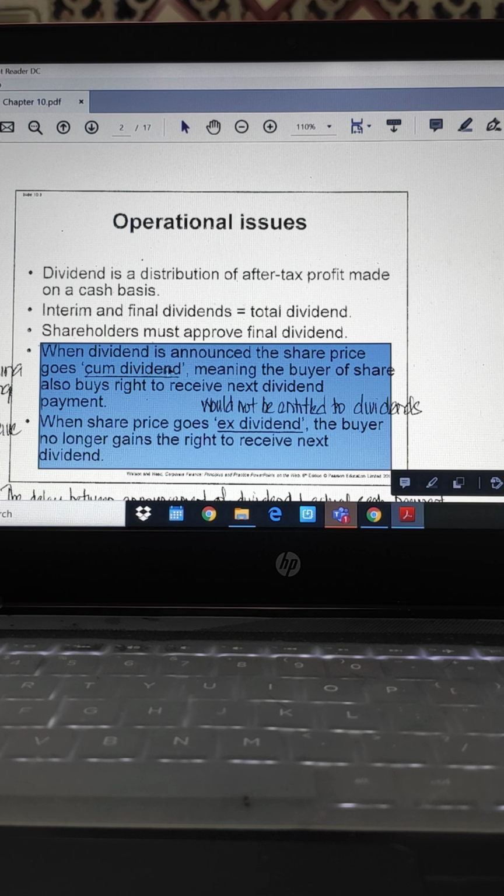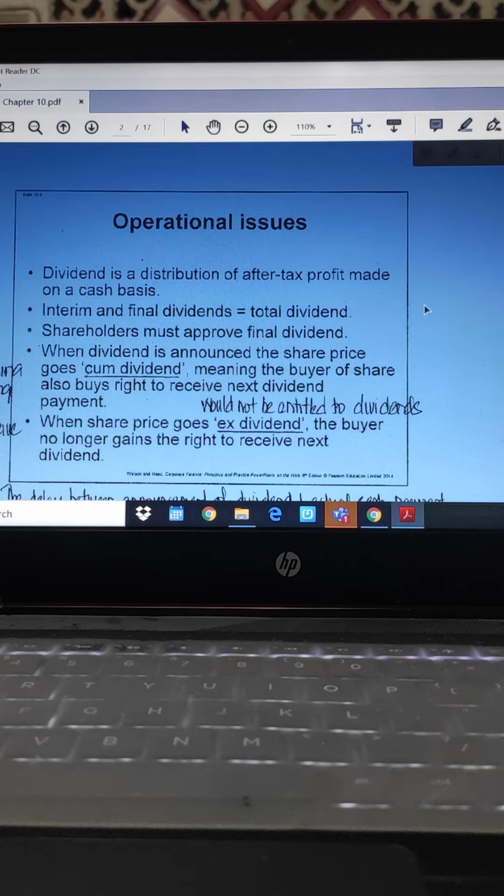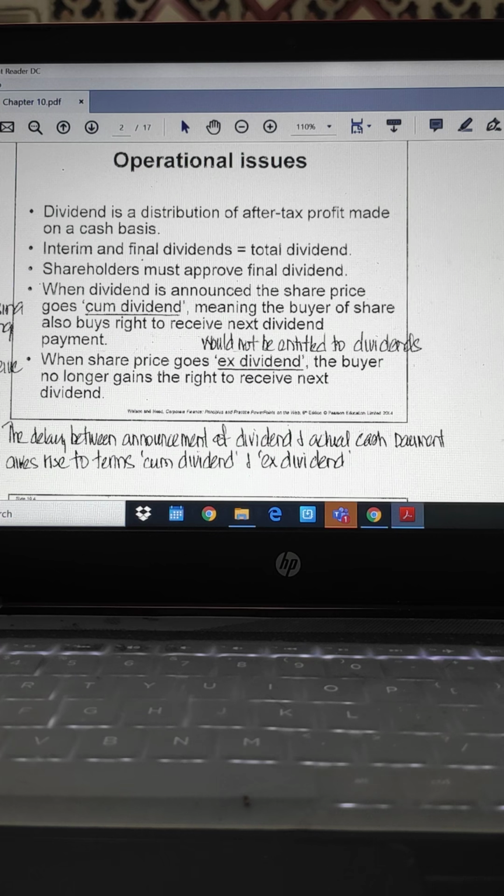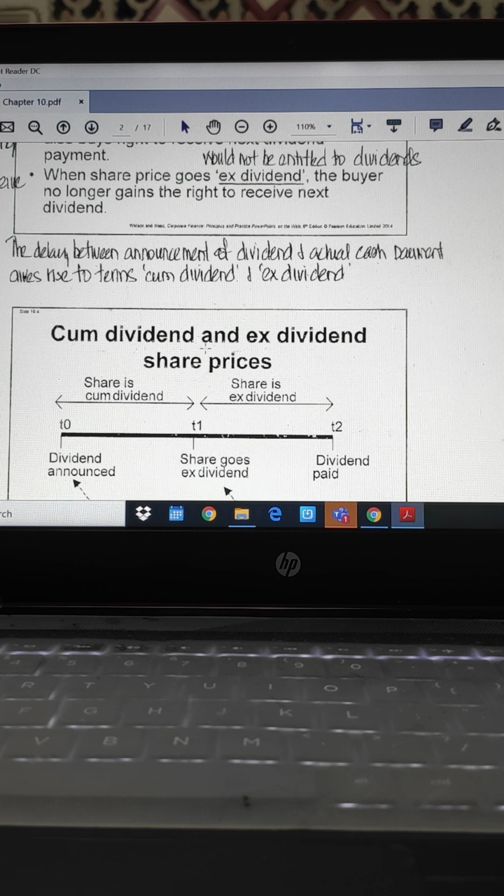When dividends is announced, the share price goes cum dividend, meaning the buyer of the share also buys the rights to receive the next dividend. However, when the share price goes ex dividend, the buyer no longer gains the right to receive the next dividend. It is again highlighted in the next slide.